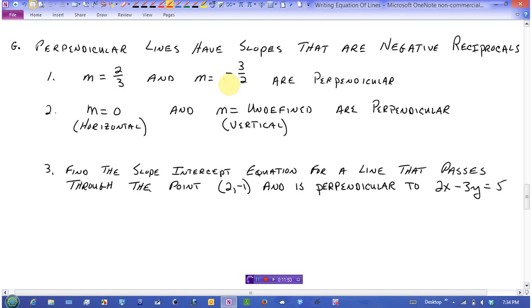Now we have a couple special cases that we may run into when we're doing these lines, and one is the horizontal or vertical line.